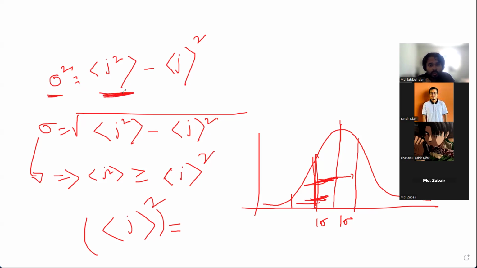When we're trying to do j square, this is my variable j on the x-axis. I am squaring it. I'm not doing anything else, I'm just squaring it.